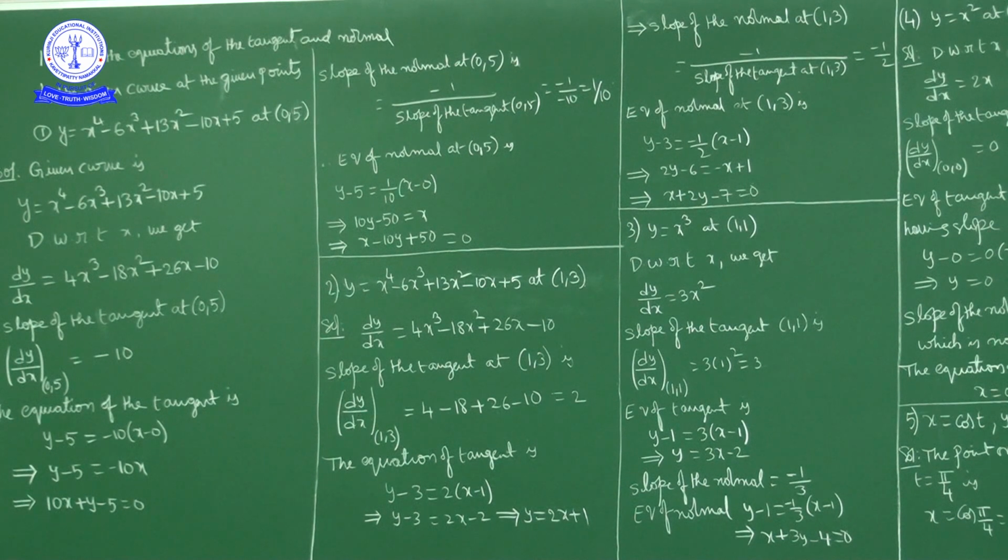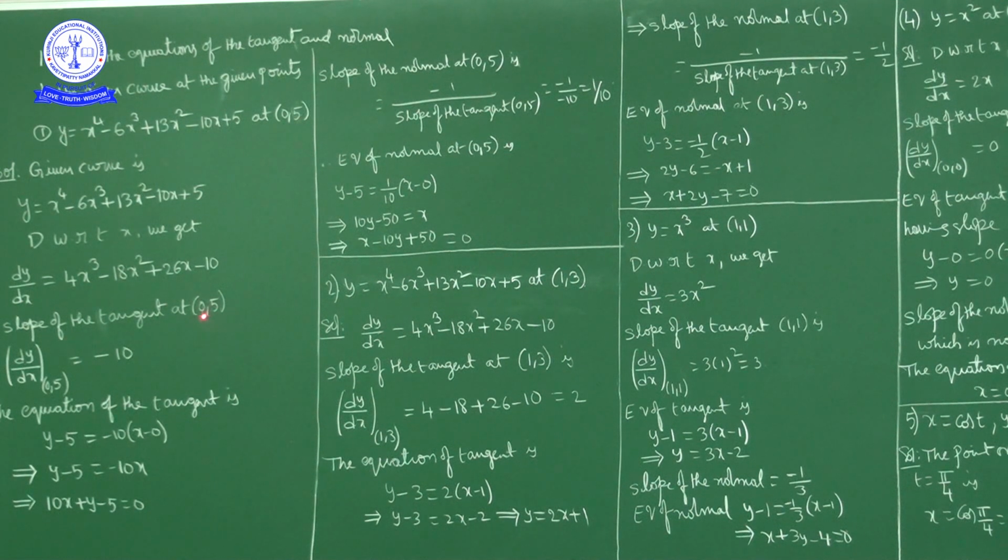Okay, now what is the curve? y is equal to x^4 minus 6x^3 plus 13x^2 minus 10x plus 5. At what point? (0, 5). Okay, now first of all, to find the slope of the tangent, first find dy/dx. So dy/dx is equal to what? 4x^3 minus 18x^2 plus 26x minus 10. Okay, this is dy/dx. Now the slope of the tangent at (0, 5) means in place of x substitute 0, in place of y substitute 5.